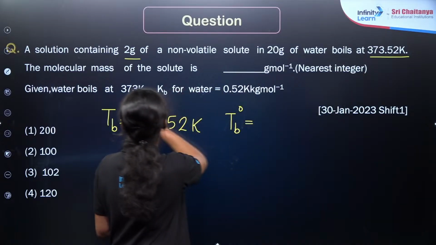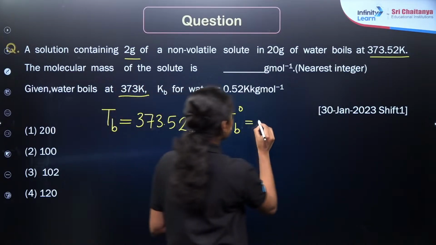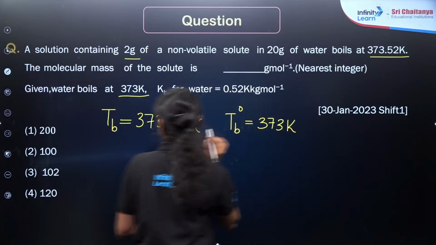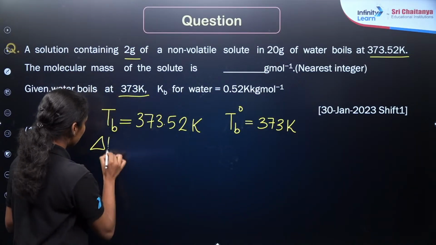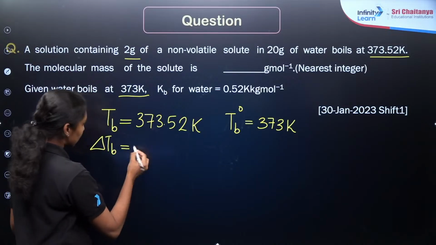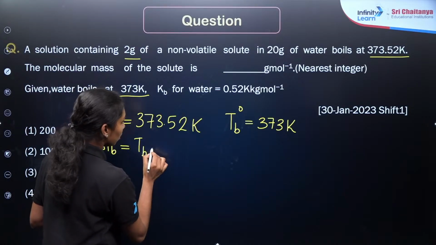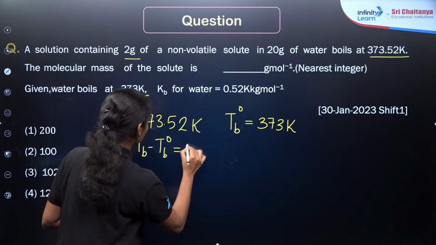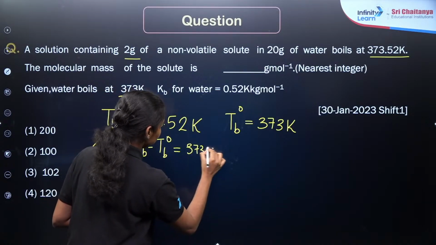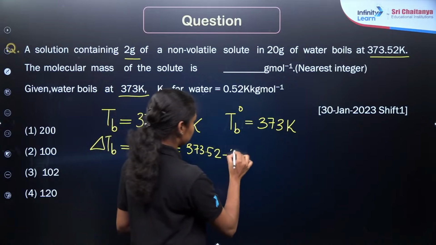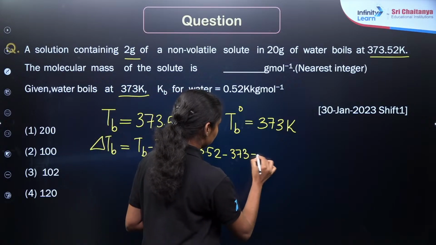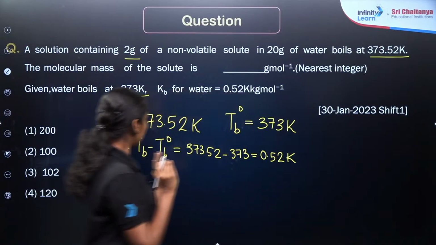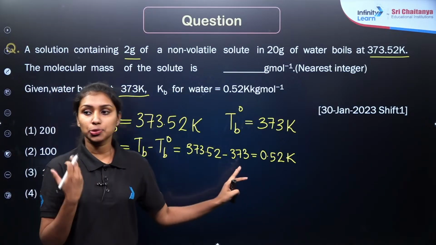$373, right? That is the boiling point of water given here, 373 Kelvin. So from that we need to find out the value of delta TB. How can we calculate delta TB here? Delta TB is equal to TB minus TB naught, so it will be equal to 0.52 Kelvin. We are just taking the answer here, delta TB is equal to 0.52 Kelvin.